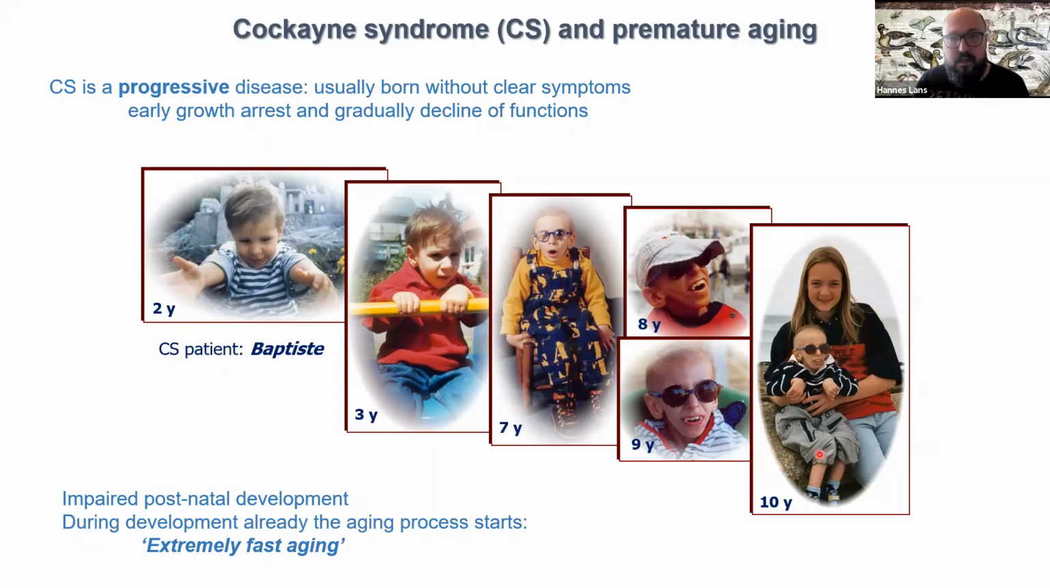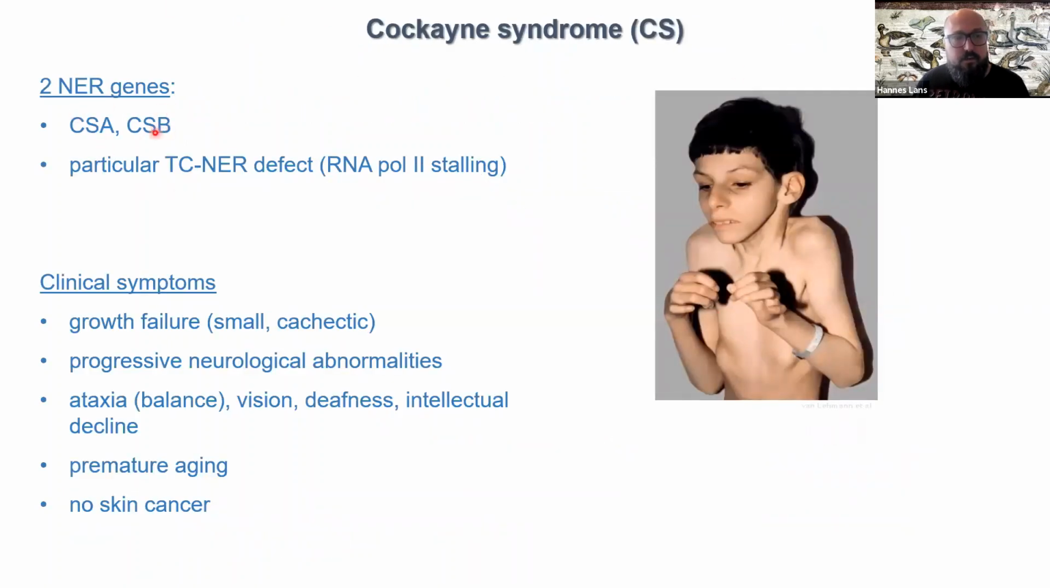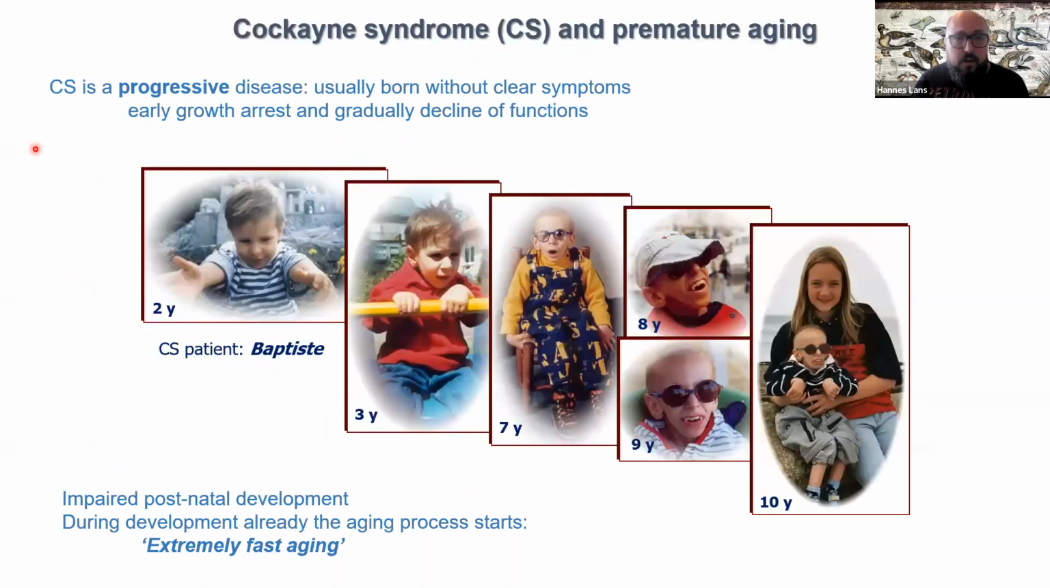So this is what we call accelerated aging, which means that already during childhood, you see these aging features in these patients. And this is caused by defects in two nucleotide excision repair genes, which are involved in transcription-coupled repair. So the CSA and the CSB gene. So CS also stands for Cockayne syndrome, as you now understand. These are the most well-known syndromes associated with nucleotide excision repair deficiency. And that also shows the extreme importance of nucleotide excision repair, because if you do not have functional nucleotide excision repair, you have these very devastating types of disease.